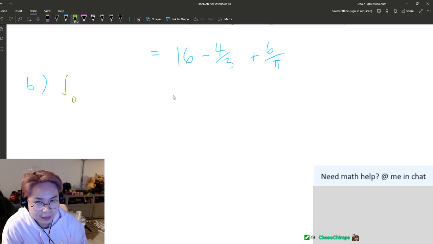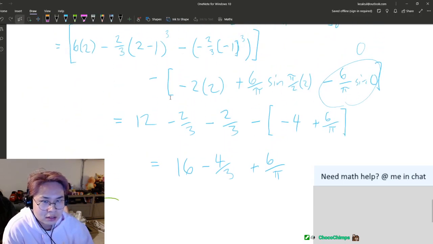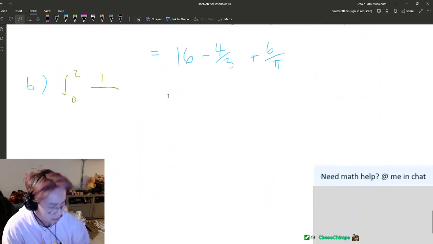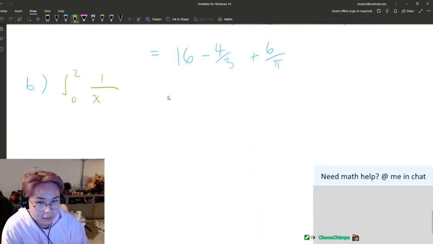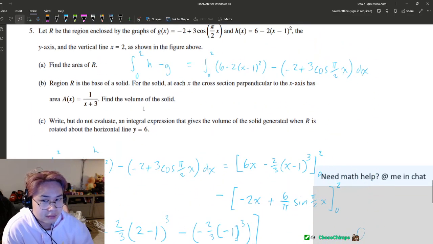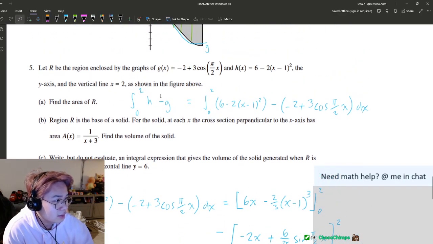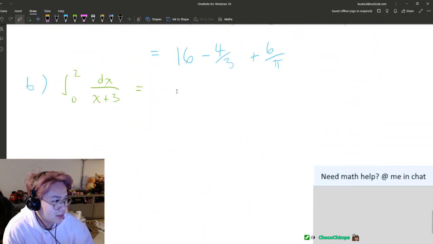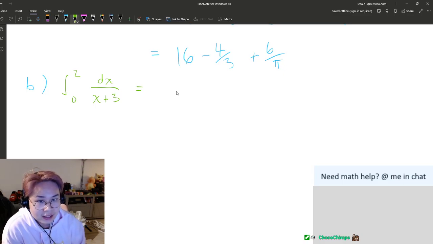How is this related to the first part? Don't you just take the integral from 0 to 2 of your cross-sectional areas, which was 1 over x plus 3? I noticed this. Every once in a while, they seem to ask a question later in the question, like a part D or something, that's not even related to the rest of the question. But I'm pretty sure this is it. So, well, okay. Whatever. Let's just evaluate this.